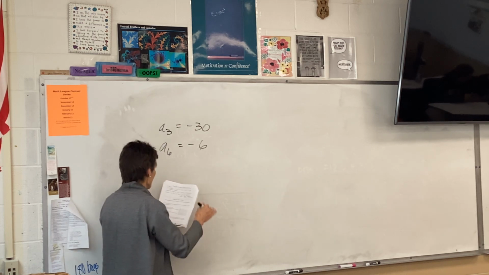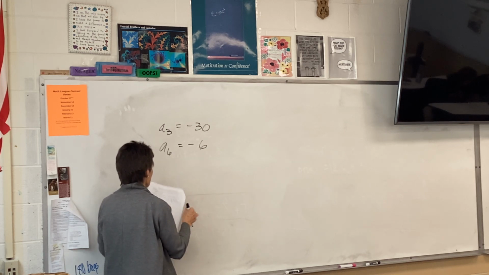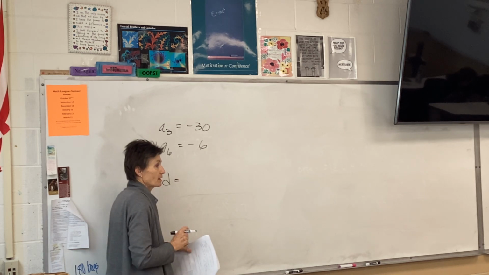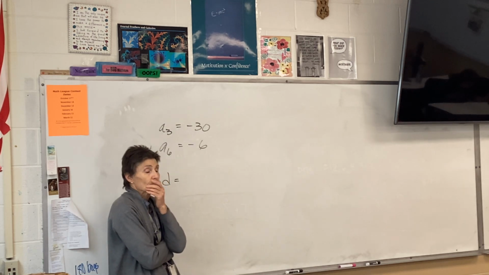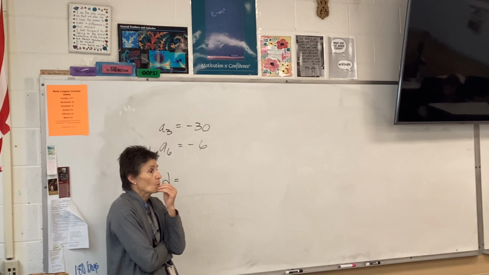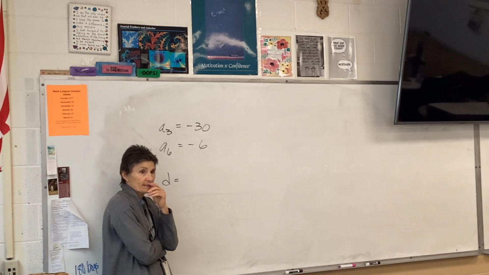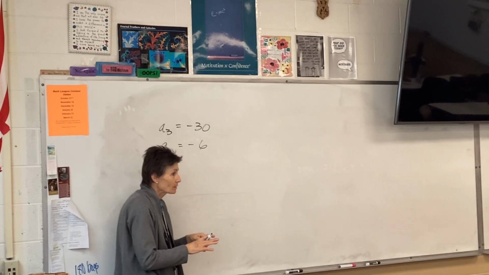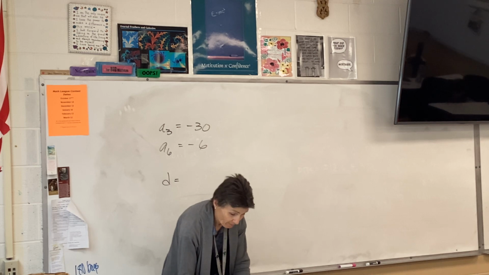Okay, so here's what we know. The third term is negative 30, the sixth term is negative 6, and our job is to find the common difference. Now, what do you think? This is easy. If you do this, what are you going to do? Find the first term. Okay, we can find the first term.